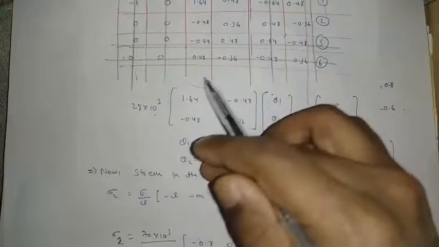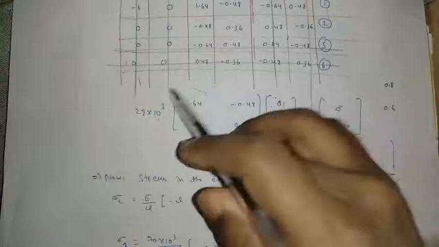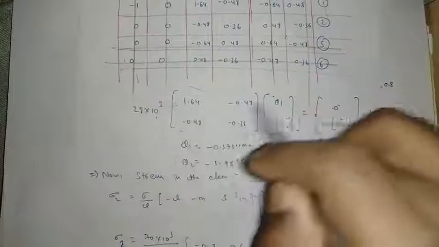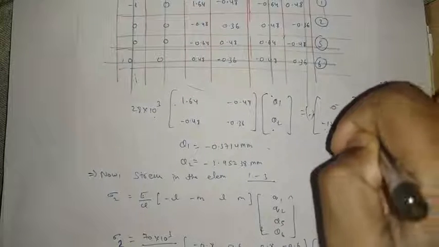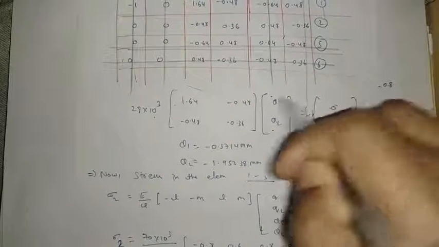So how do you find the displacements? By finding the inverse of this matrix using a calculator. Just multiply the inverse of this matrix into this matrix here. Don't multiply on the other side, just pre-multiply by the inverse of this matrix, and divide by this, so we get the displacements.